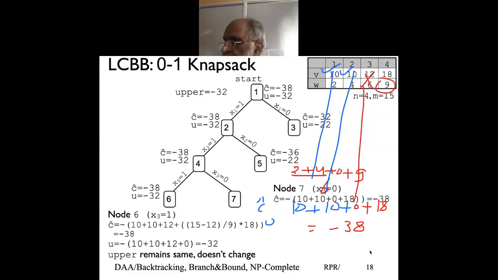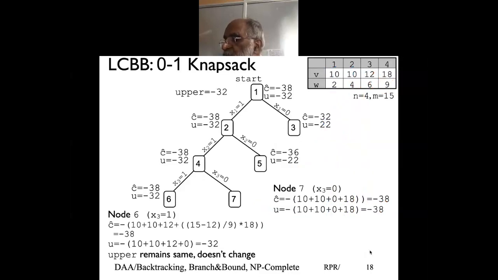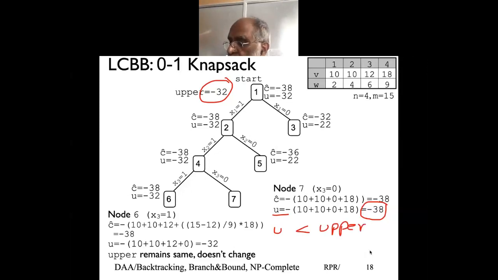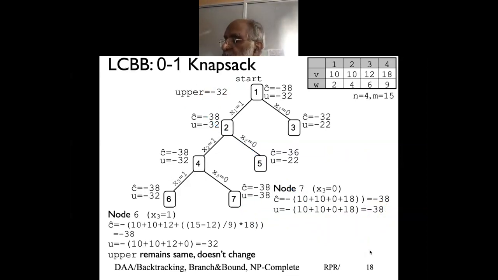And what does my U become? If we look, U also becomes minus 38. Now see what has happened. This is minus 38 and this is minus 32. So now this U is less than upper. Because this is less than upper, we will change upper to this value. Since upper has changed, because if I follow this path, my lower bound is minus 38, so tree-wise I got updated, and I set my upper to minus 38.